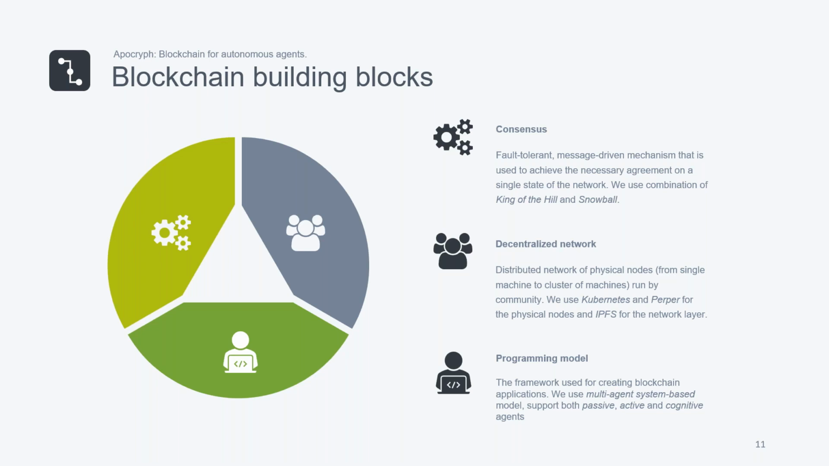The third building block of every blockchain is a programming model. So the programming model that we are using in Apocryph is a multi-agent system based model. And we are also trying to support passive, active, and cognitive agents.